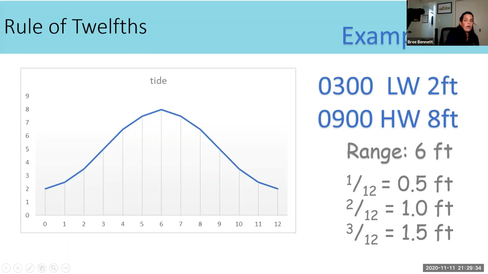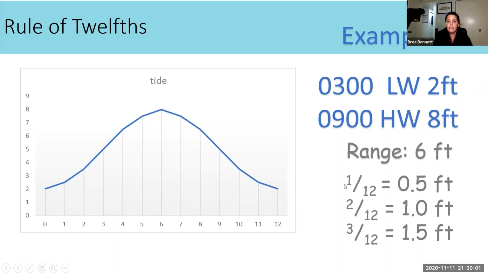So our range, that's going to be the difference between high water and low water, the total amount that this water is going to rise, which is going to be 6 feet. So that 6 feet I divide by 12. So the 12th is that total change, that range. So you're dividing the range by 12 and getting a value.